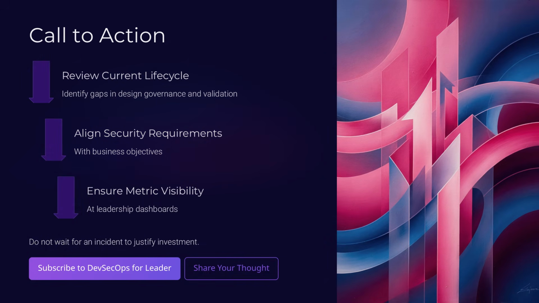If this lecture has reinforced the importance of secure SDLC, take immediate action. Review your current development lifecycle. Identify gaps in design governance, automated validation, supply chain visibility, and risk acceptance processes. Align security requirements with business objectives. Ensure that secure SDLC metrics are visible at leadership dashboards. Do not wait for an incident to justify investment.